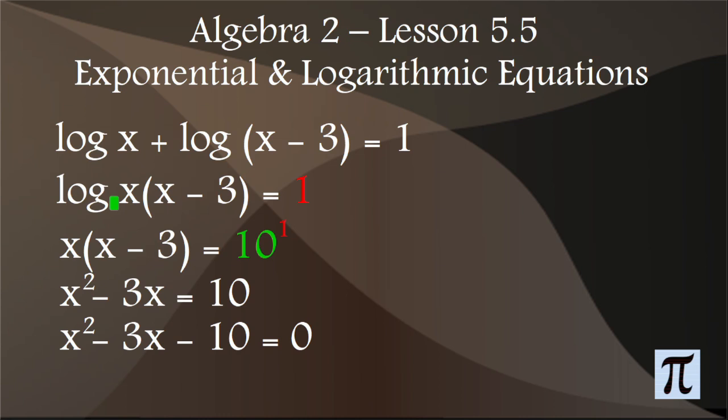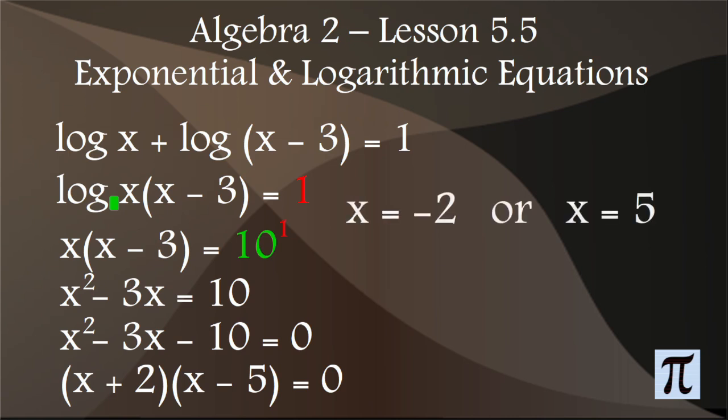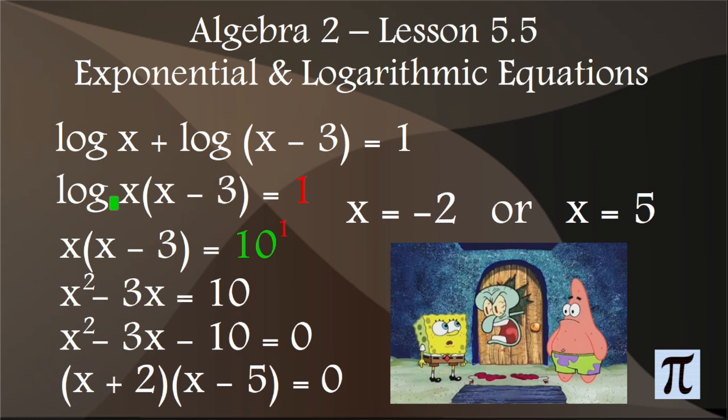Now we can use our old powers from algebra to factor this into two binomials, x plus 2 and x minus 5. So to solve that equation, x is equal to negative 2 or x is equal to 5. But we have a problem. This negative 2 is a problem.